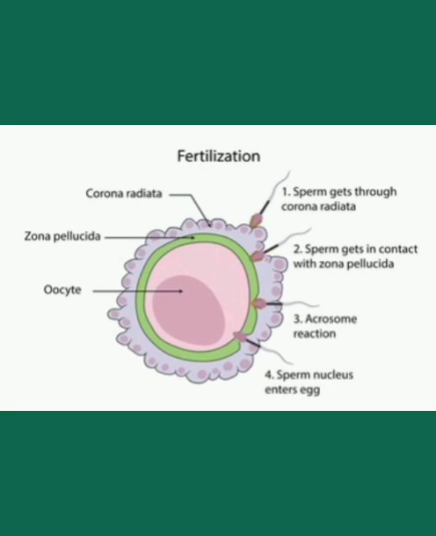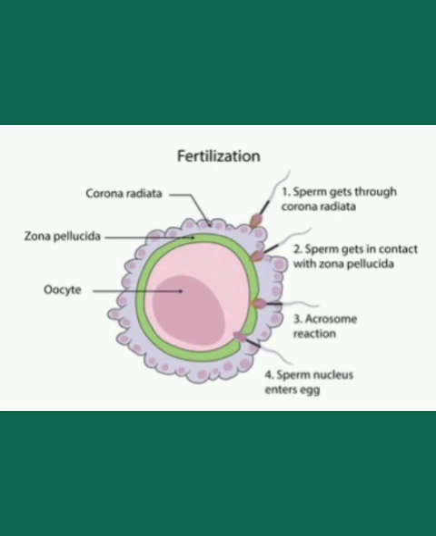So in this diagram you can see the different layers of the secondary oocyte. The corona radiata is made up of cells which are the external cells. Then is your zona pellucida, which is the second layer, and then inside there is the oocyte. Okay, so there you can see how the acrosome reaction takes place, how the sperm comes in contact with the secondary oocyte. I hope that by looking at this diagram it is clear to you what is the zona pellucida, what is the corona radiata, what is the acrosome reaction.